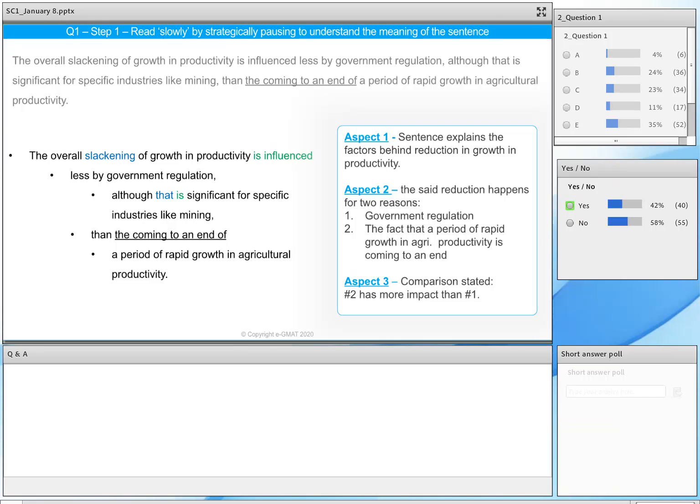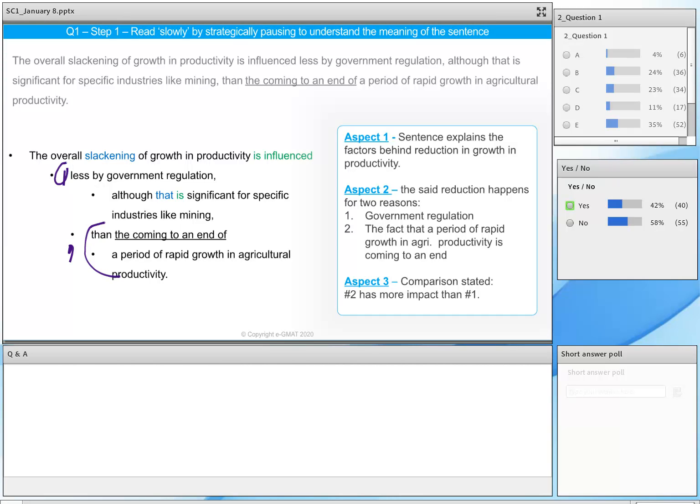We have less by, then the coming to an end of. So the comparison stated is number 2, which is this entity down here, has more impact than the first entity, which we marked up here. So this entity down here has more impact than the first one.